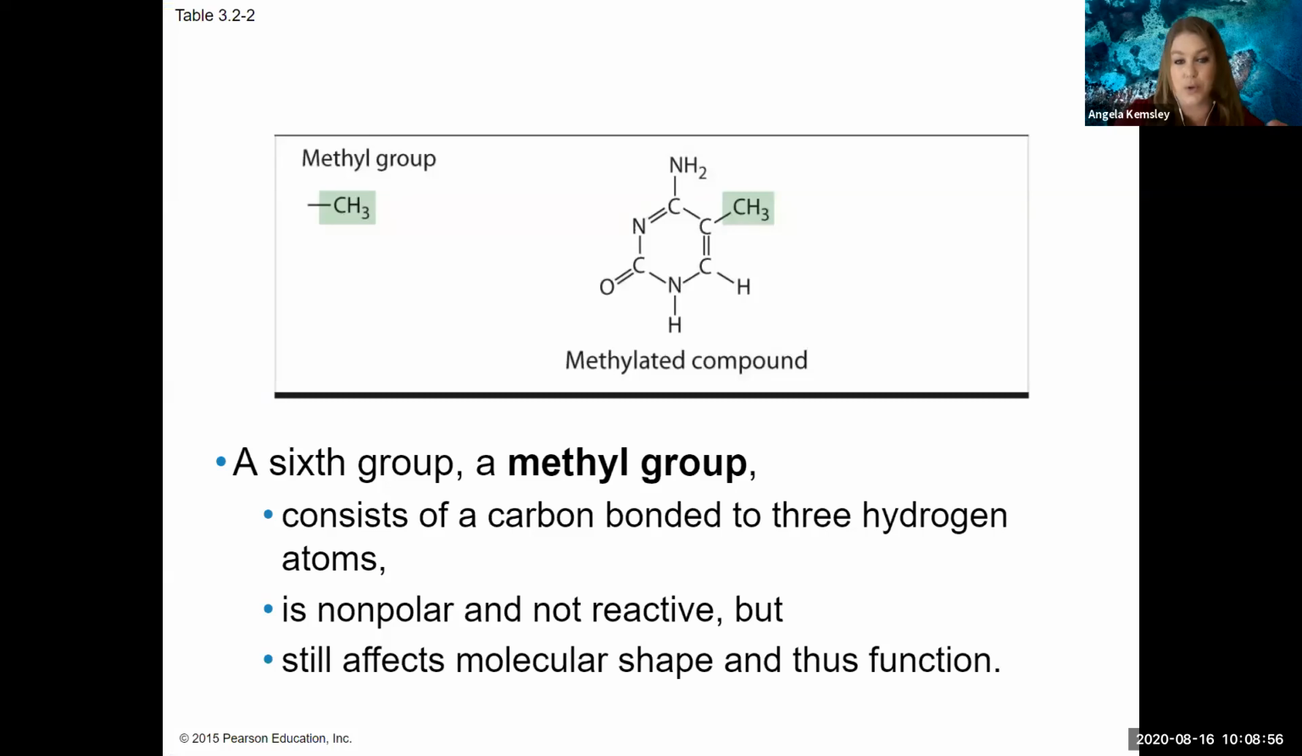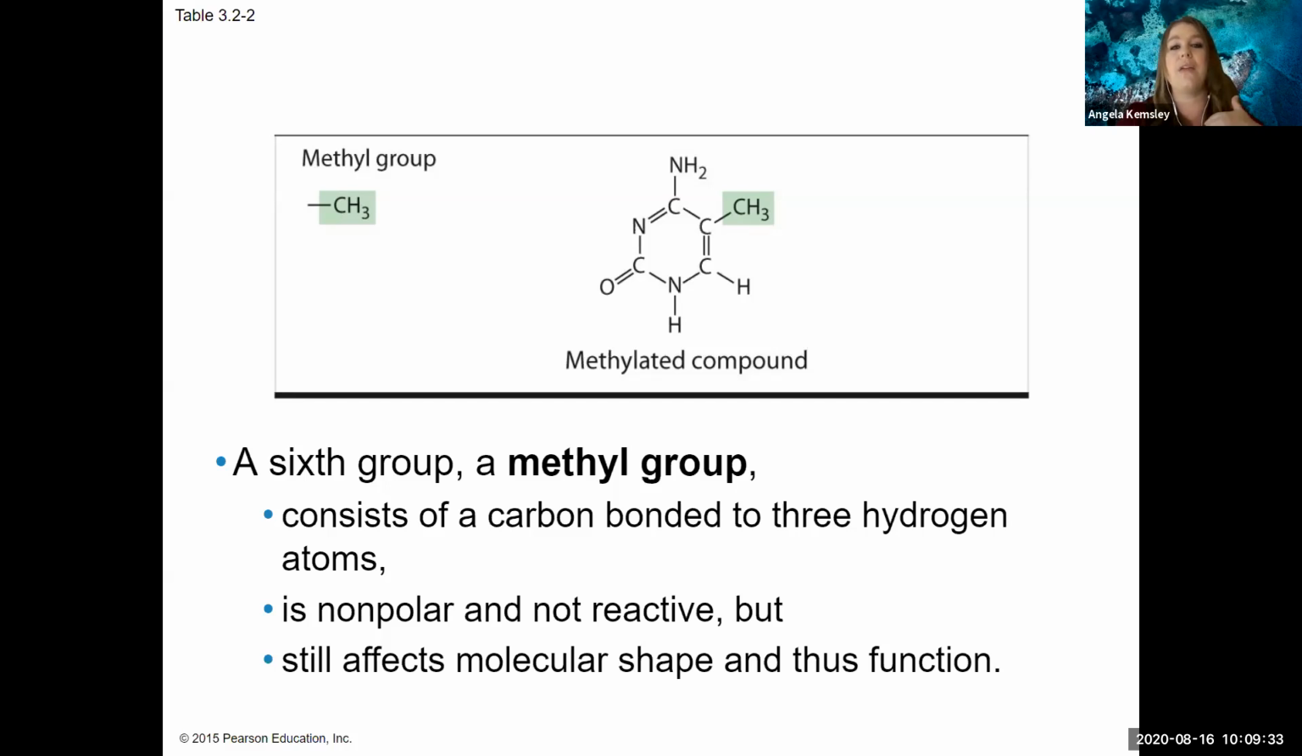Our 6th group is called the methyl group. This is just as important as our 5 functional groups, but it's actually kept separate because it is non-polar and non-reactive. Now, it's non-reactive, which means that it's not directly affecting the function of the molecule like our first 5 functional groups are. However, this methyl group is still going to be bonding to a carbon skeleton, affecting its shape. And remember that shape affects function.